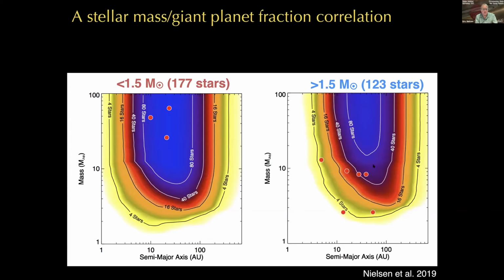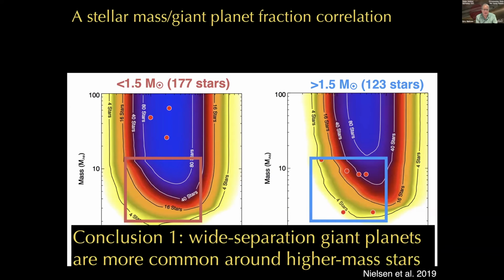Number 1, when we divide the tongue plot up by mass of the host star, so we put low mass stars on the left, high mass stars on the right, and then we zero in on wide separation giant planets, we see that all the wide separation giant planets detected by the survey orbit high mass stars. So that's 6 separate planets orbiting 4 separate stars, all higher mass stars. And so at better than 3 sigma confidence, we can say that the planet fraction is higher for higher mass stars than it is for lower mass stars.